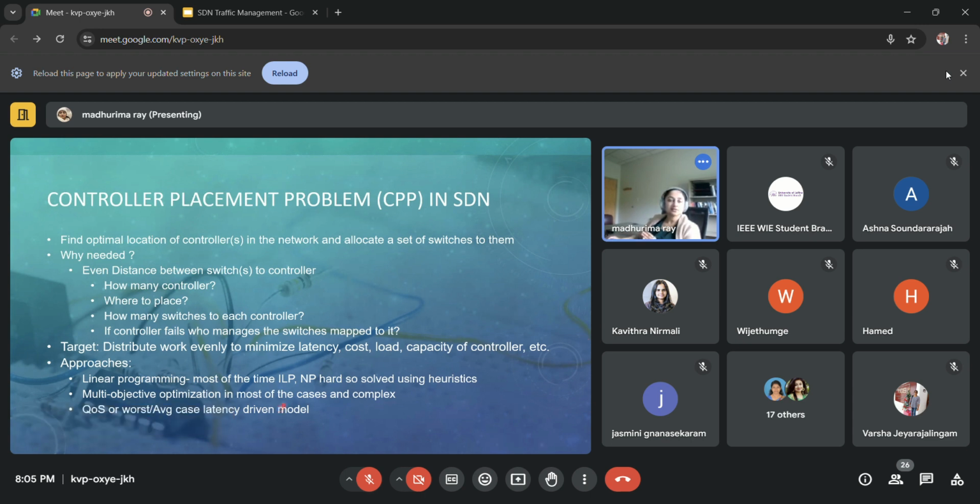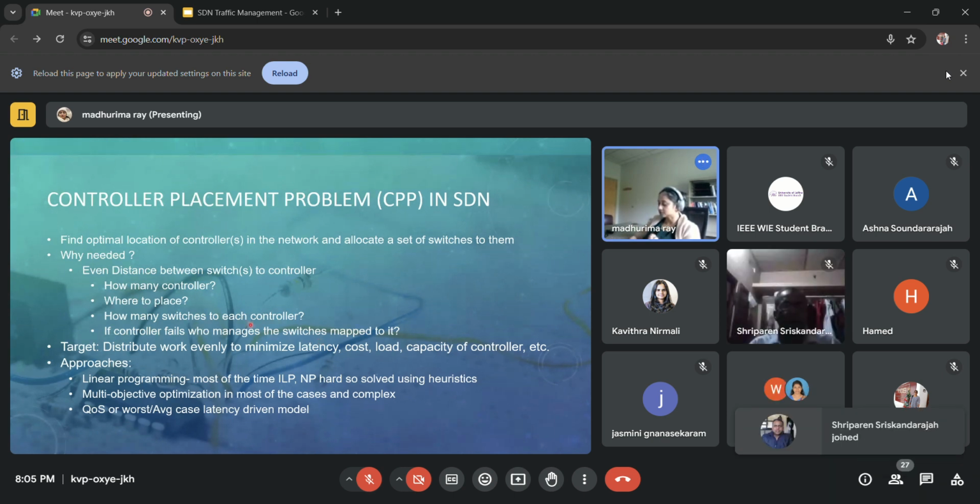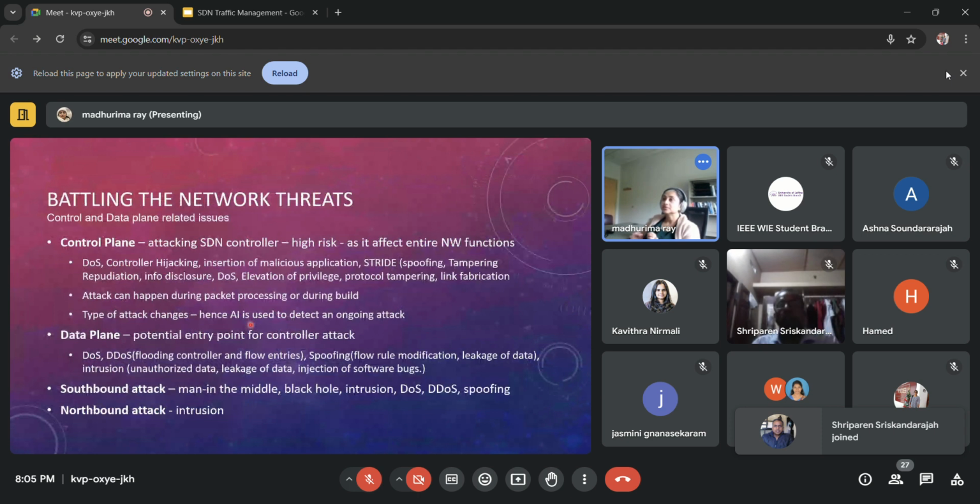But latency is a factor that drives this problem. So this is the primary focus you should look for: what does the latency look like for the switches to the controller? Okay, now the network threats.